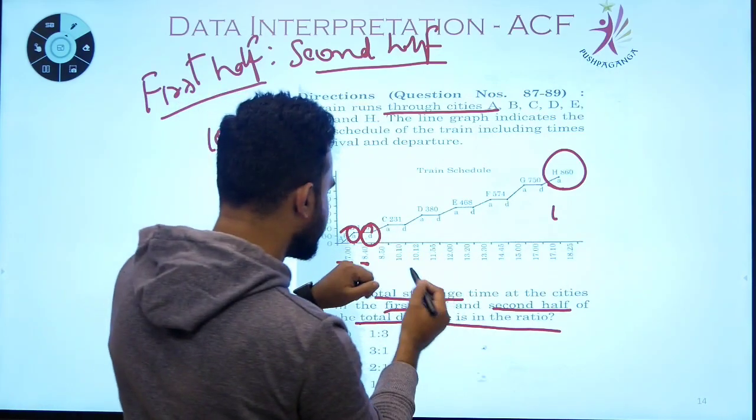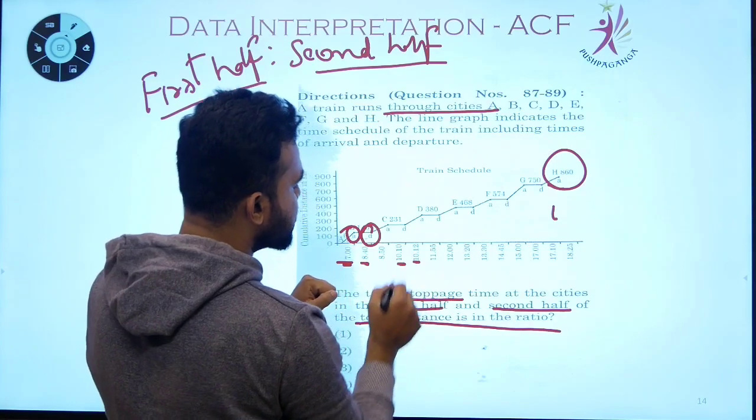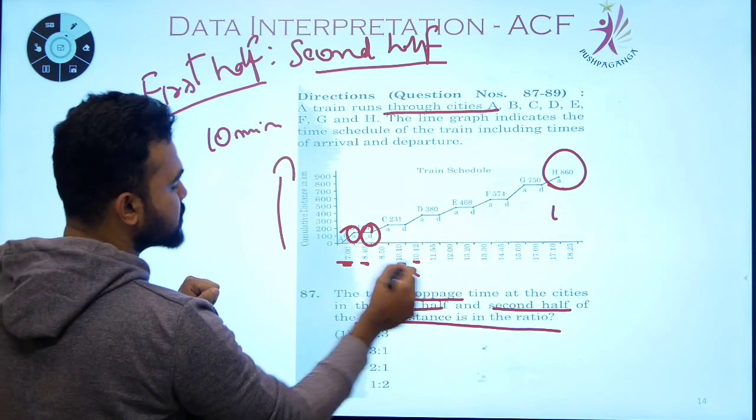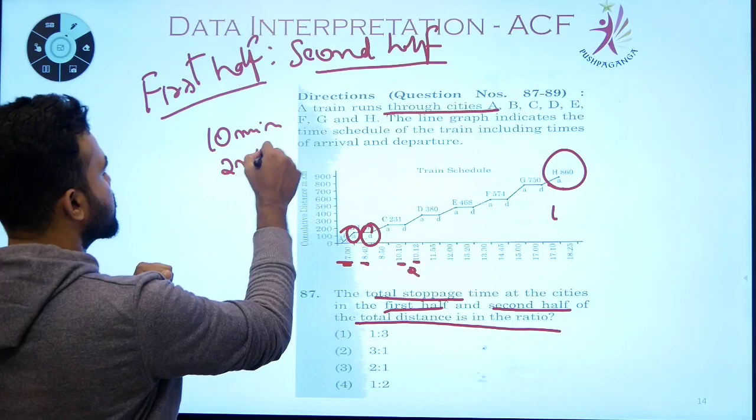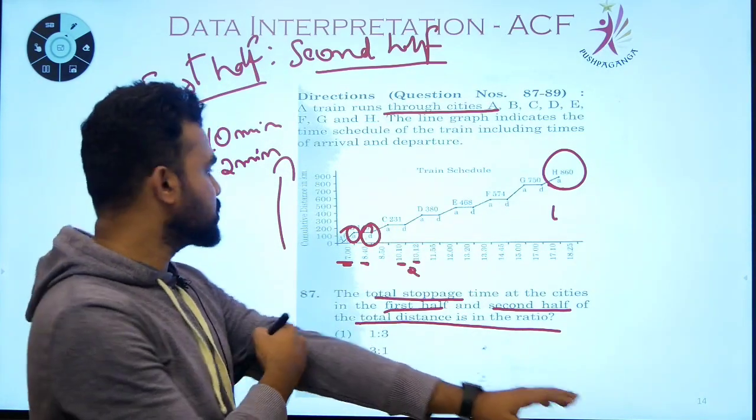And the next one goes on with this. So here, the train reaches at 10:10 and departs at 10:12. So the time gap is 2 minutes. So the stoppage, the train halting at the station. Stoppage means halting at the station for 2 minutes.